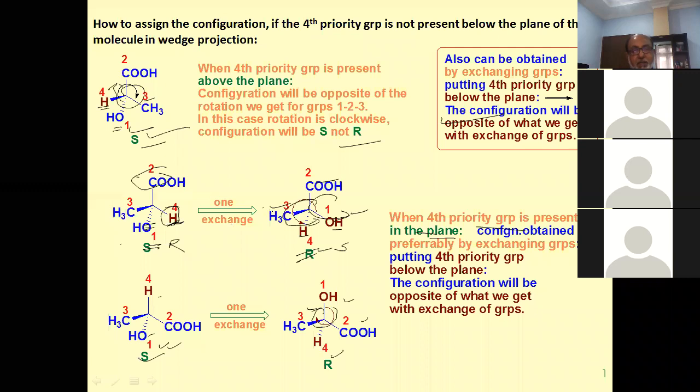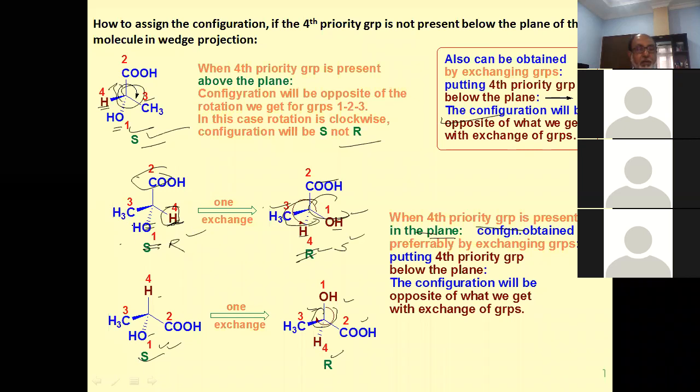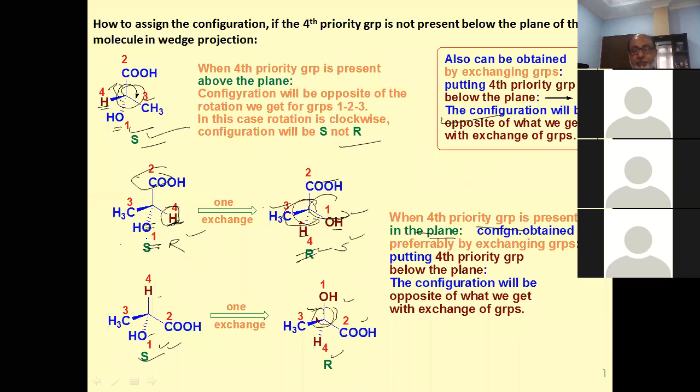But here, anti-clockwise, no? 1, 2, 3, anti-clockwise. Oh yes, this is S, so this should be R. So your molecule under examination is going to be R. Am I right? You get it? Sir, please repeat. Yes, again, sir.